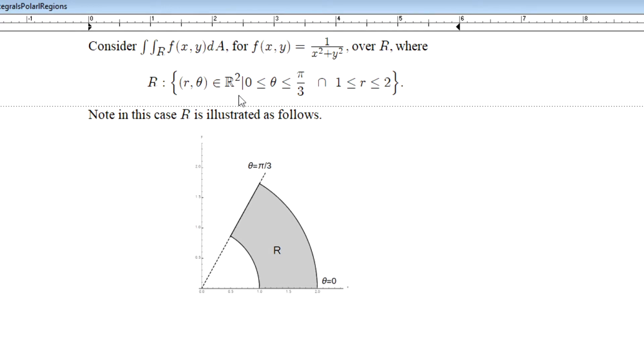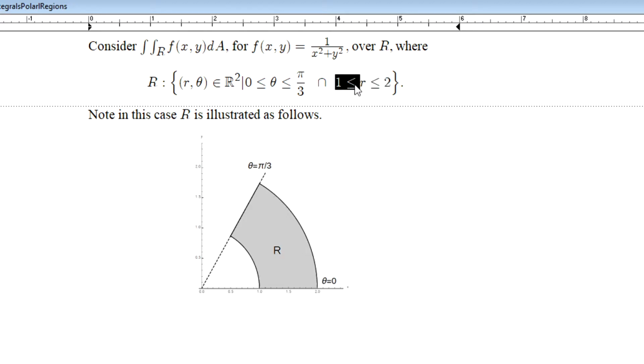All right. This region R is again forming between an angle measurement of theta equal to 0 up to an angle measurement of theta equal to pi over 3. That's defining the region R, these angles between which it begins to form these radial arms, where the distance from the origin is going to be constantly between the value of 1 and 2.